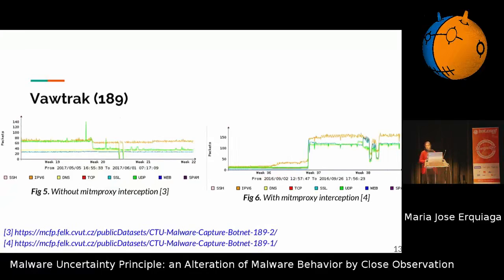This is another example. The name of the malware is Voltrack, which is a Trojan, and the ID of the capture is 189. As you can see, the behavior is pretty similar. We executed the malware at different times, and this one was using a DGA. So it was trying to connect to different servers. The connection was successful in both cases. In the second one, there is not much traffic at the beginning because some servers were down. That was the only difference. But in both cases, it could connect to the remote server.